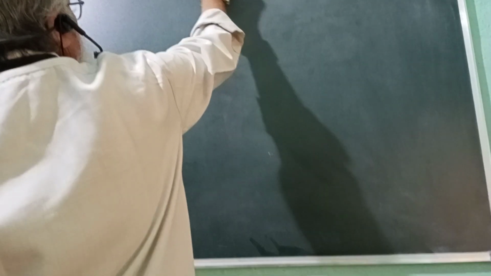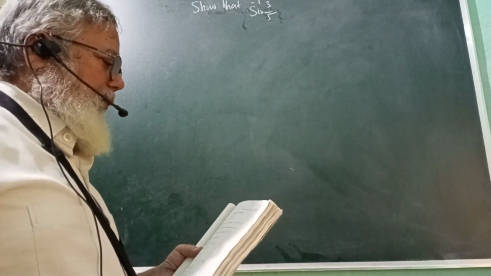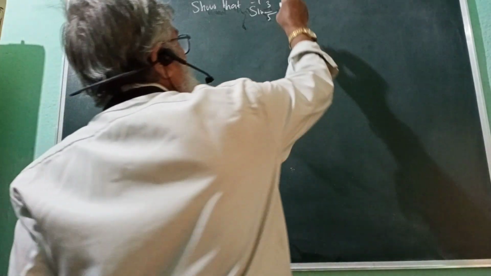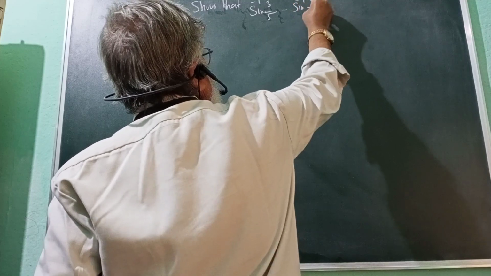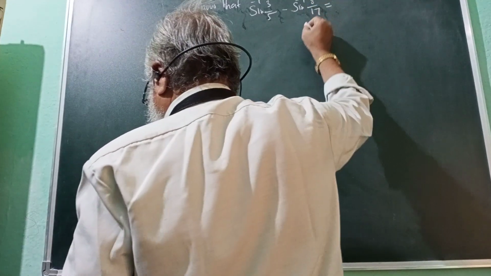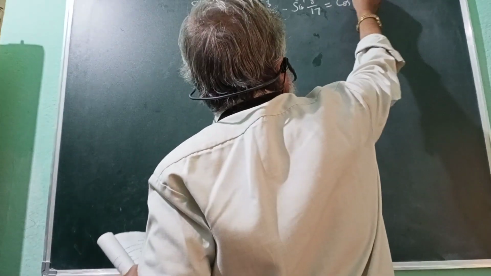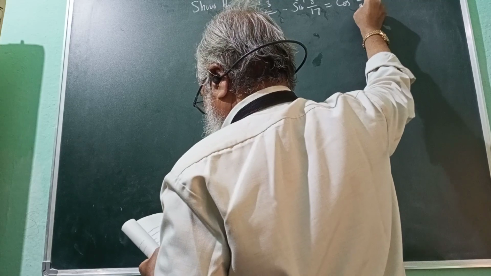Show that sine inverse 3 by 5 minus sine inverse 8 by 17 is equal to cos inverse 84 by 85.